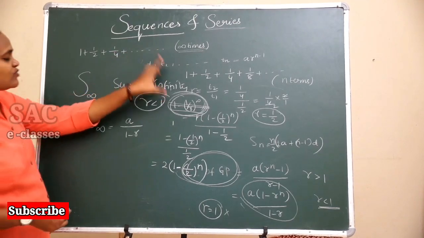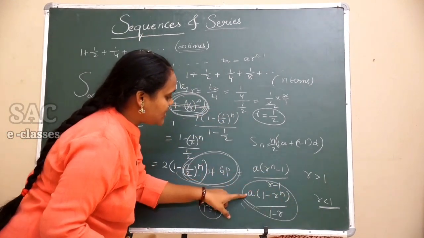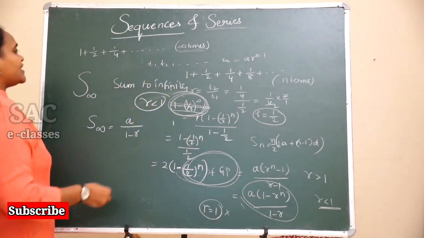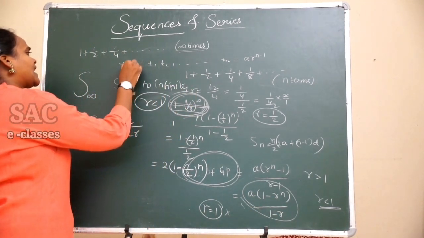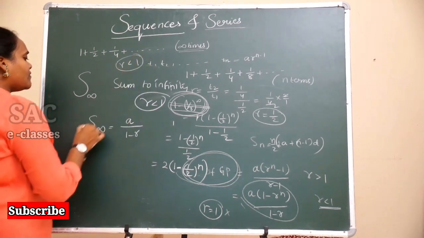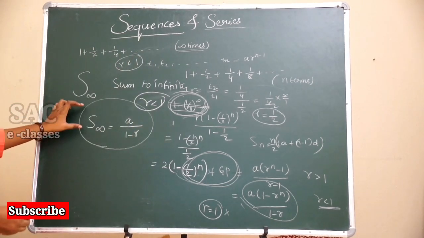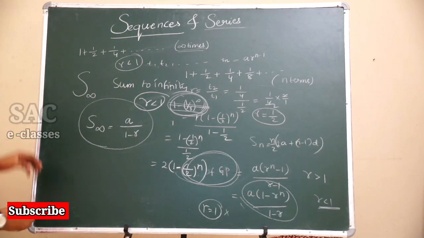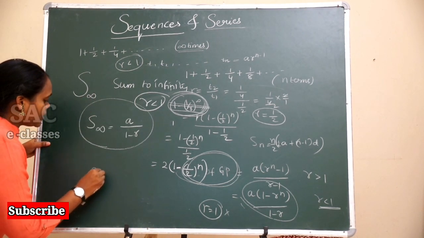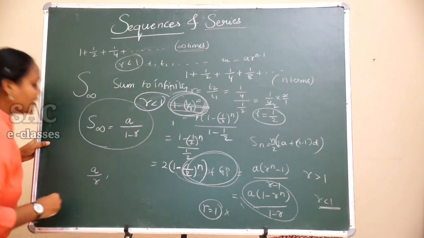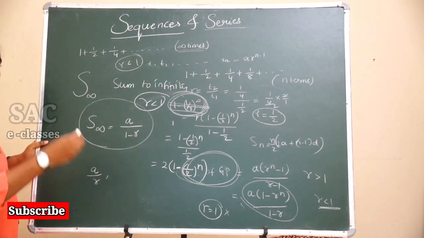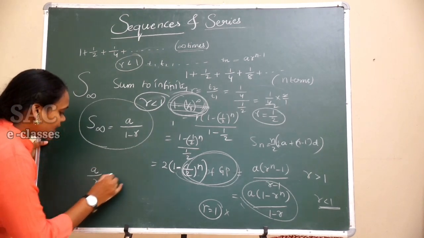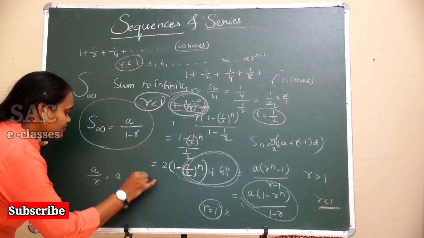Remember, the sum of n terms whenever r is less than 1 is a into 1 minus r power n by 1 minus r, and whenever it is an infinite number of terms and especially r is less than 1, we call that the sum to infinity, equal to a by 1 minus r. Usually the general form of the terms in a GP, whenever three consecutive terms are given, is a by r, a, ar.